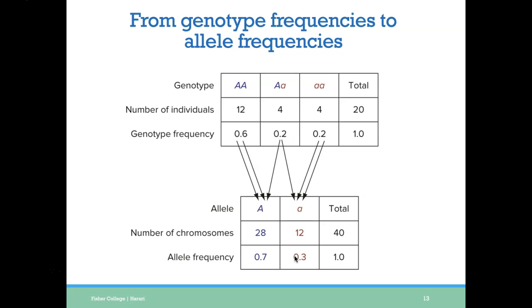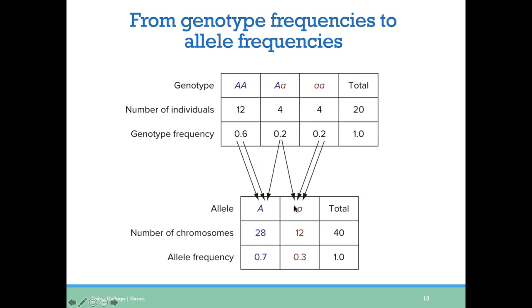Another way to think about that is that if you had 12 individuals with big A, and 4 individuals with big A, little a, you would have a total of 28 big A chromosomes, right? 24 from here plus 4 from here is 28. And since there are 20 individuals, we have 40 chromosomes total. So 28 divided by 40 would give us the allele frequency of 0.7 as well.